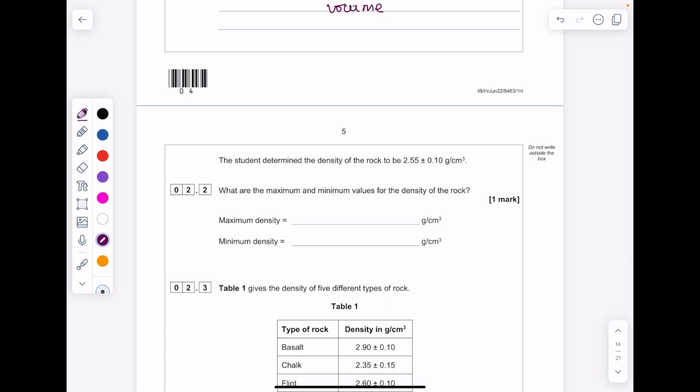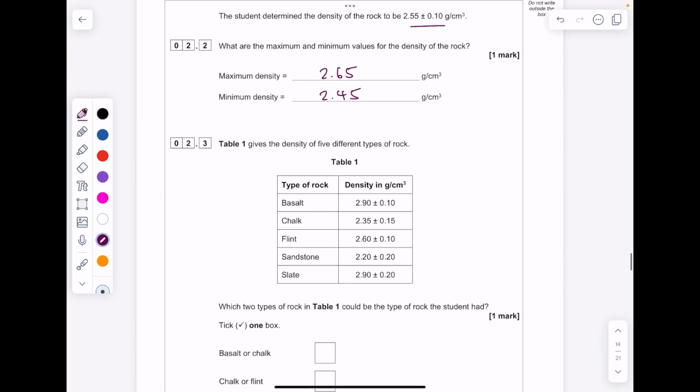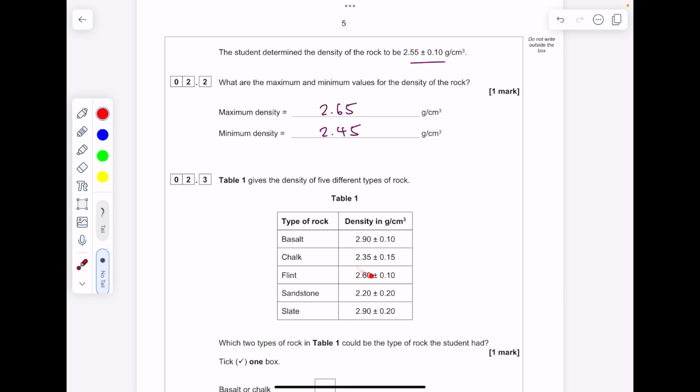The student determined the density of the rock to be 2.55 plus or minus 0.10. What are the maximum and minimum values for the density of the rock? So the maximum density is clearly 2.55 plus 0.10. The minimum value will be 2.55 minus 0.10. Table 1 gives the density of 5 different types of rock. Which 2 types of rock in Table 1 could be the type of rock the student had? So we need to match up these values in here. This one has a higher density. At its maximum value, that could be 2.50, which fits in our range. So it could be chalk, could be flint, it's not going to be sandstone, and it's not going to be slate.